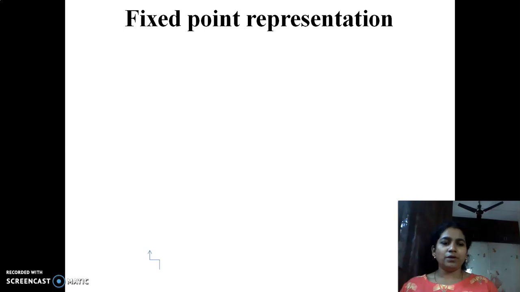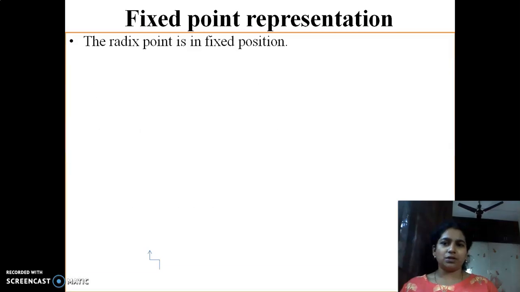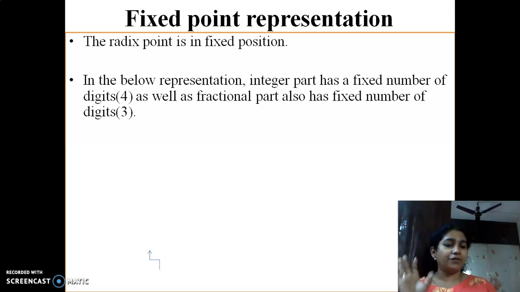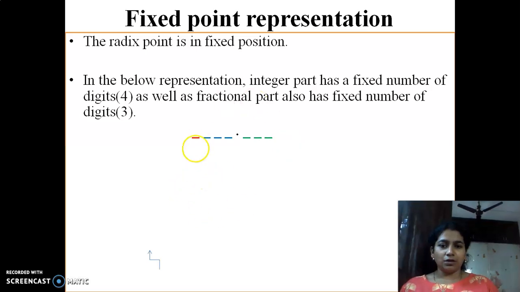Now let us see what is fixed point representation. When I say fixed point representation, the radix point or the decimal point is in a fixed position. That means it does not change its place. It is at a fixed location. Now if you see this representation, to the left of the decimal point is the integer part, and to the right of the decimal point is the fractional part.